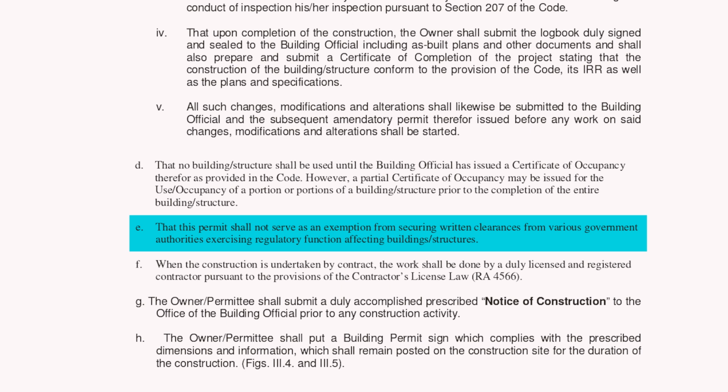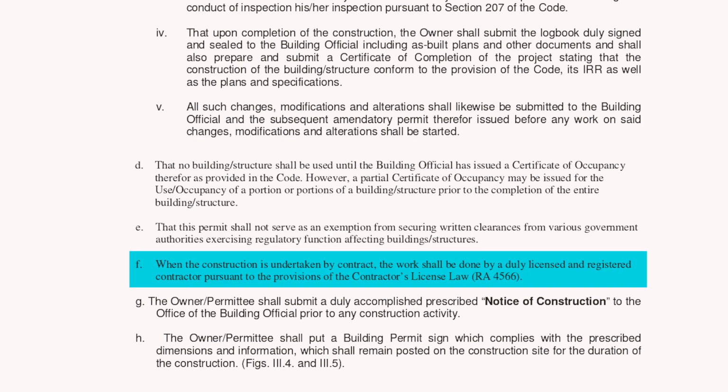Kasi why can't you do that? Because nakalagay nga, condition of building permit. The permit does not exempt you from obtaining the required clearances from the other agencies. So, hindi mo pwede gamitin shield, kumbaga, yung building permit from those required clearances.